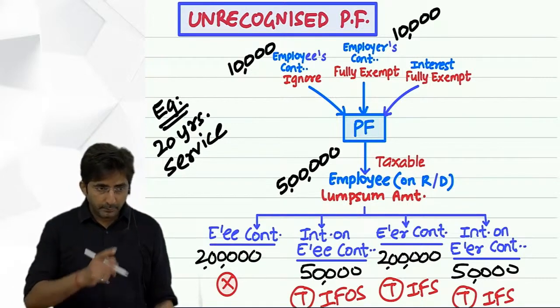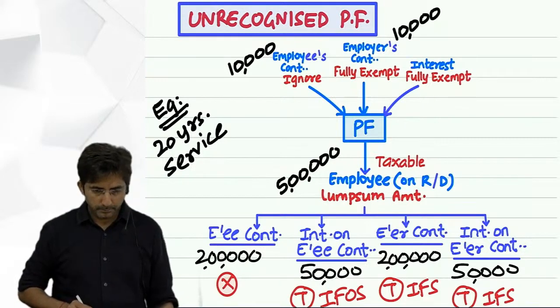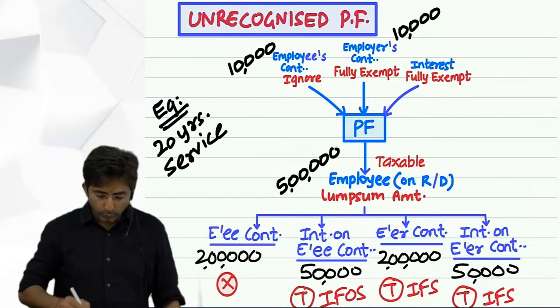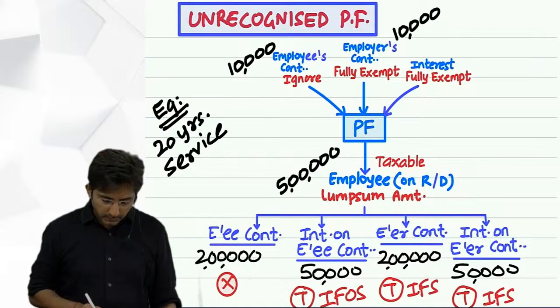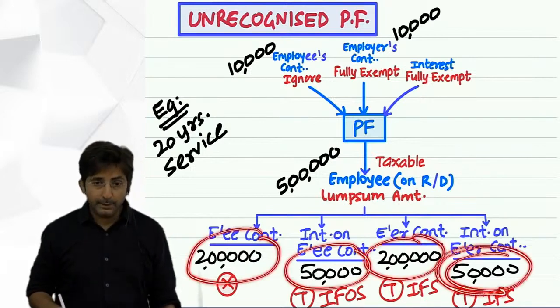Now see, his doubt was, yeah, you asked it first: will these four amounts be given as they are, or will we have to compute them? Yes, good question. Look here, her doubt is, sir, will these four amounts be given to us or will we have to find them out?